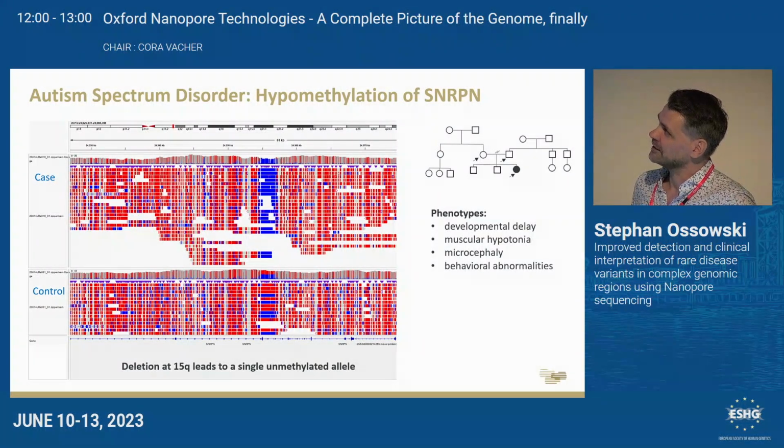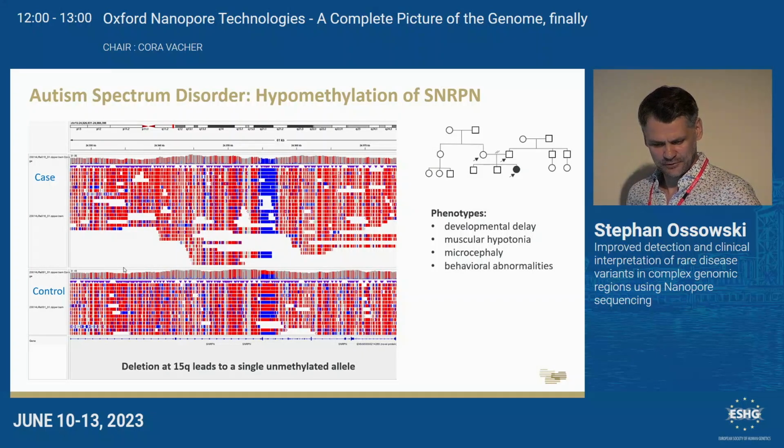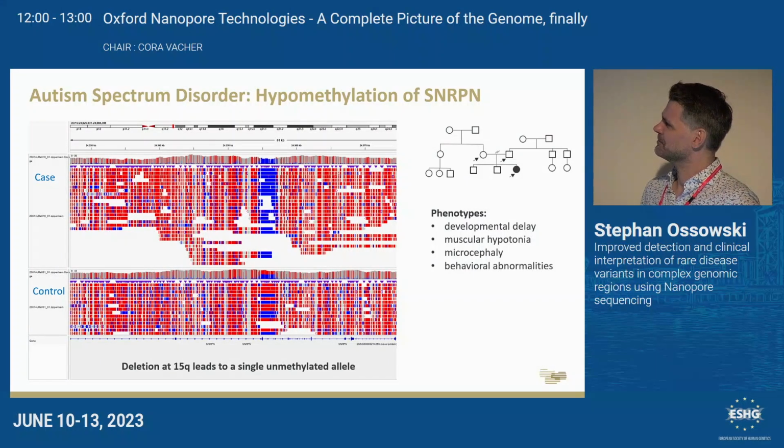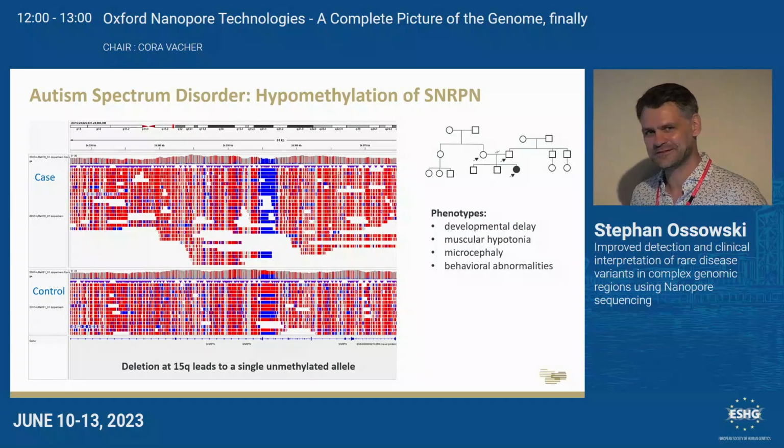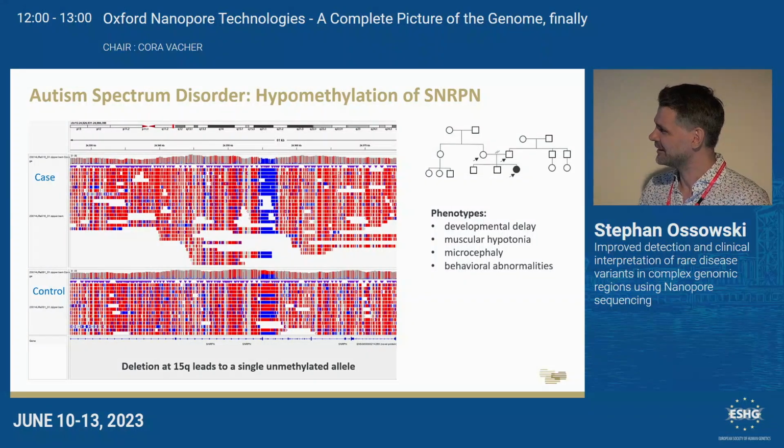Here is one case in autism spectrum disorder, gene SNRPN. And you can see here in a control that you have intermediate methylation, red and blue. And then in the case you have only, I think blue is only non-methylation, or only methylation. I think it's weird because IGV swaps the colors depending on how you load the samples. I think it's highly methylated.